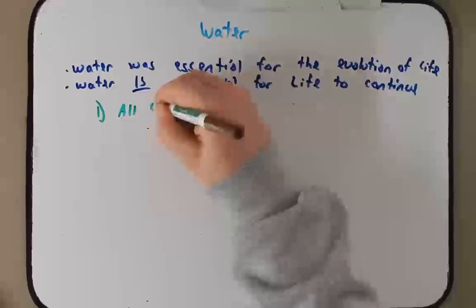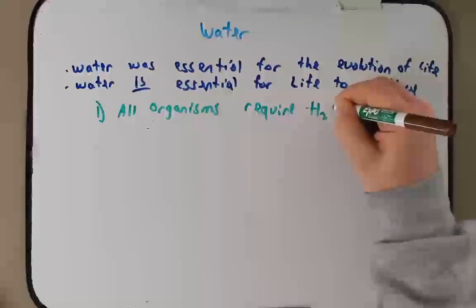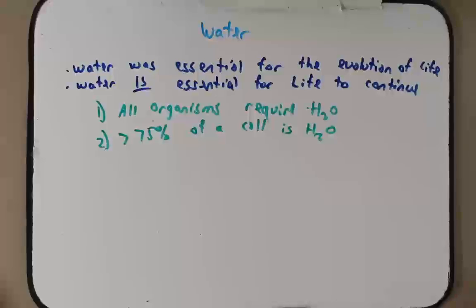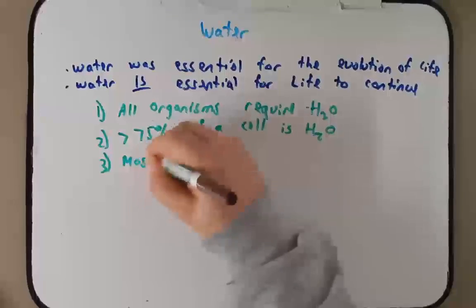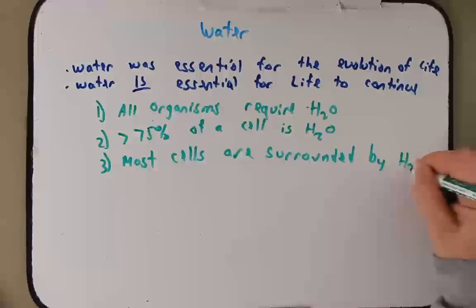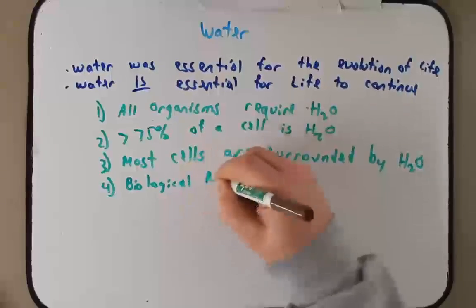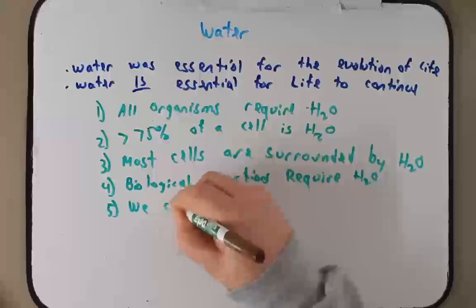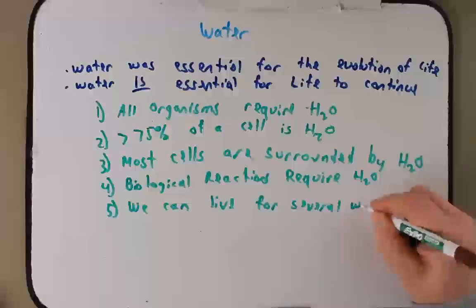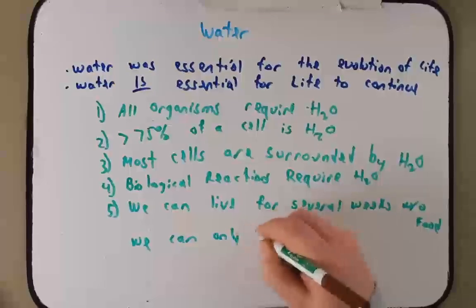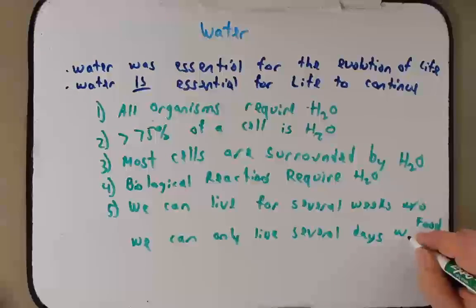We know that all organisms require water. We also know that greater than 75% of a cell is water, which means most living organisms are water, meaning you and I, we're greater than 75% water. Most, not all, but most cells are surrounded by water. The next one is that biological reactions require water. And the last thing I want to say is that we can live for several weeks without food. However, we can only live several days without water.